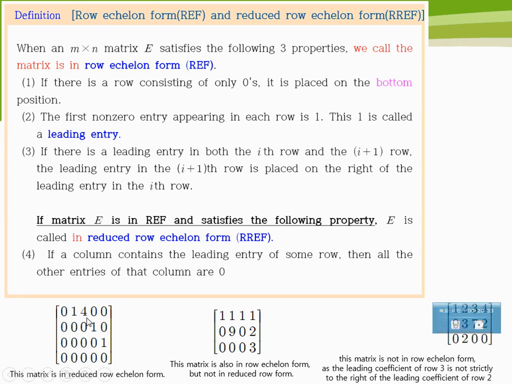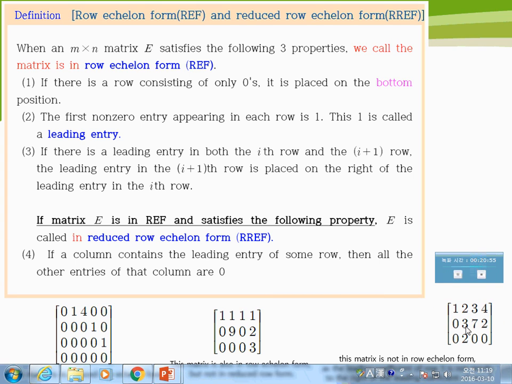So it should be like a ladder, like this. The 1 and 1 cannot be in this position. It should be shifted like this. So it should be like a ladder. Okay. So here this should be 1. So this is not in REF form because this leading entry is not 1. Okay. But this is.